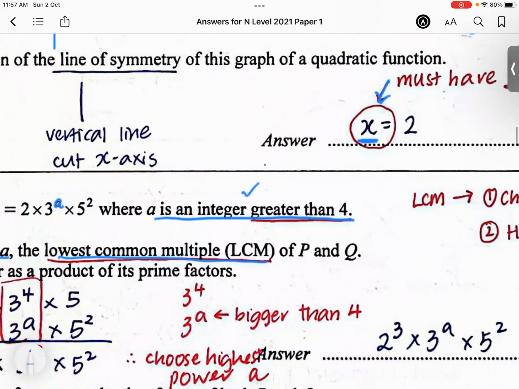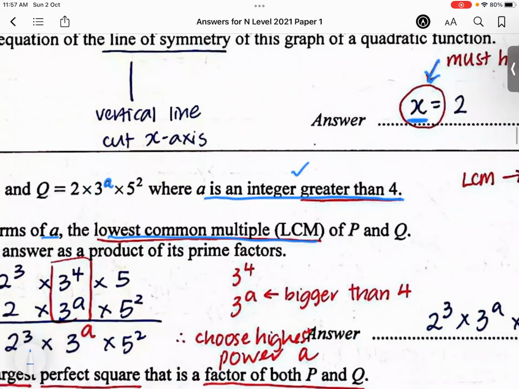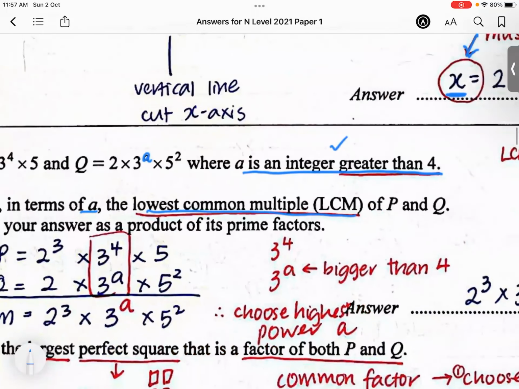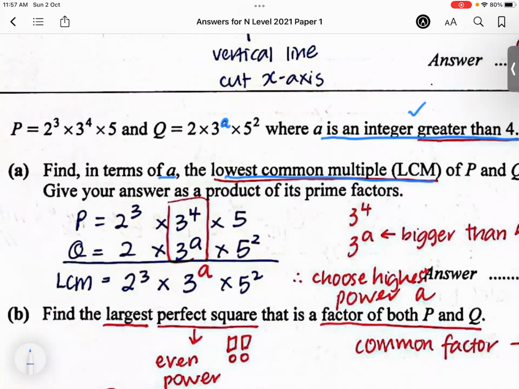Leaving your answer as a product of its prime factors, so now let's find the LCM. First thing, I need to include all the factors. Factors are 2, 3, and 5. So we have 2, 3, and 5. Next thing, look at 2 cubed and 2 to the power of 1. Choose the one with the highest power, so it's 2 cubed.